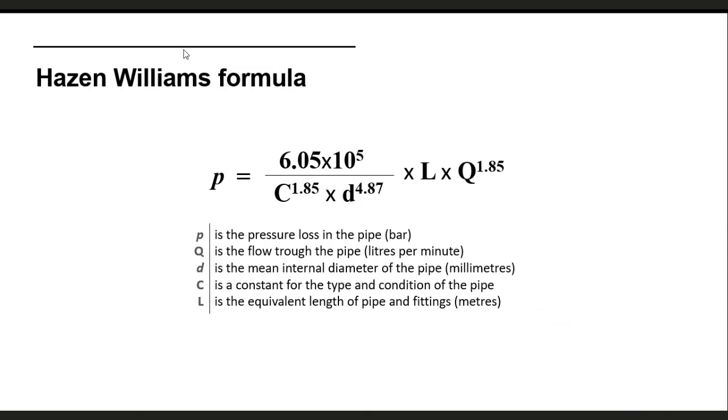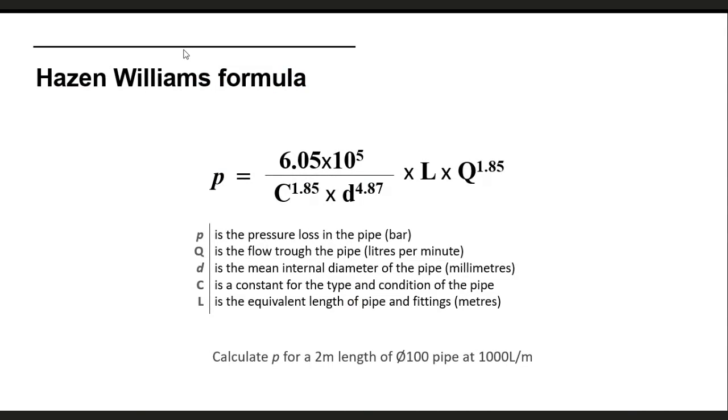C is again a made-up number. It's a constant for the type and condition of the pipe. We can adjust that number to reflect the fact that old steel pipe is going to be rougher than new steel pipe, and plastic pipe is going to be smoother than both of them. Because C is on the bottom of that part of the equation, the bigger the number, the better. Smoother pipe has a higher C value. L is the equivalent length of pipe and fittings. I'm going to pick up on equivalent length in another presentation. For the moment, let's just call it length of pipe. The longer the pipe, the more frictional loss we get, because there's more pipe for the water to bash against. Again, it all makes sense.